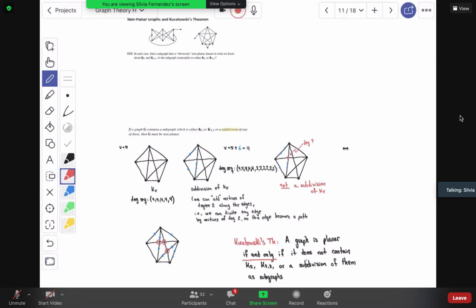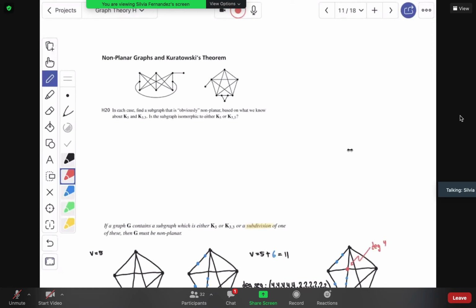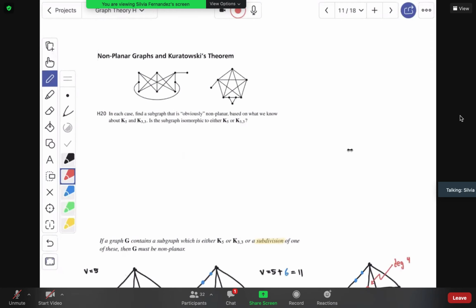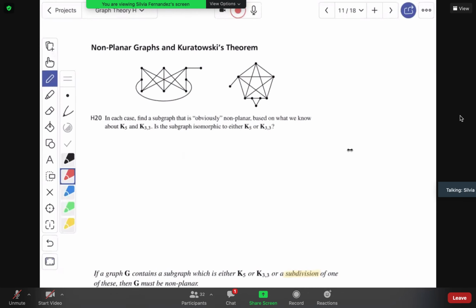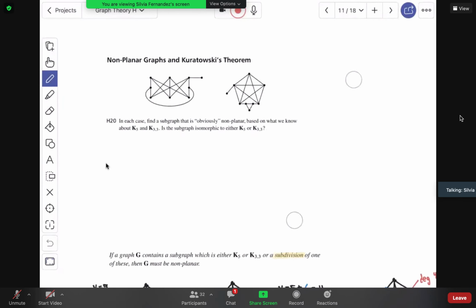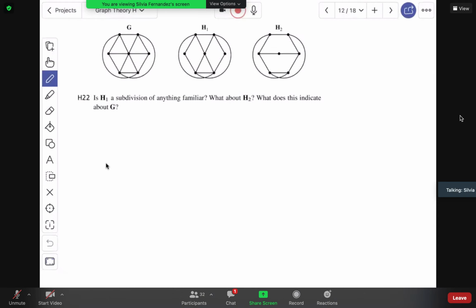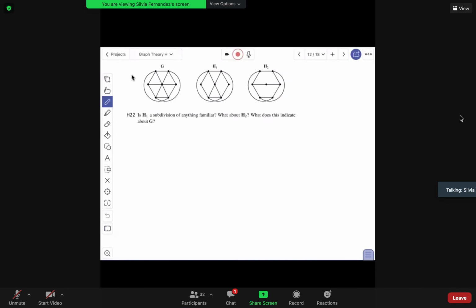So in each case here, find a subgraph that is obviously non-planar based on what we know about K5 and K3,3. Is the subgraph isomorphic to either K5 or K3,3? Let's see. Maybe I'll go into this one instead. I'll go back to that one, if not today, next time, but it's the same kind of problem. I just think that these graphs are more interesting as an example of our technique.